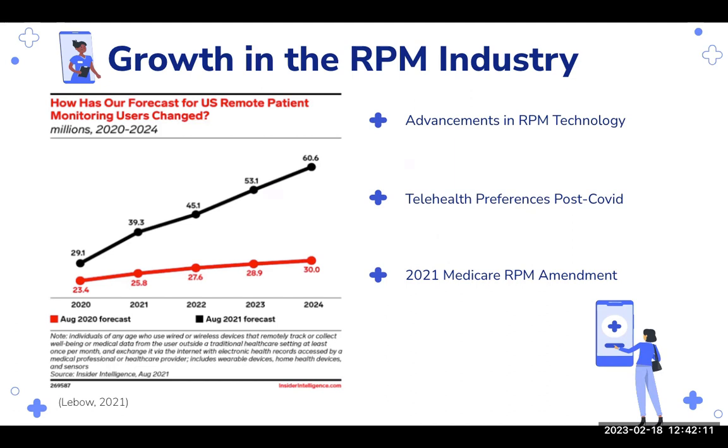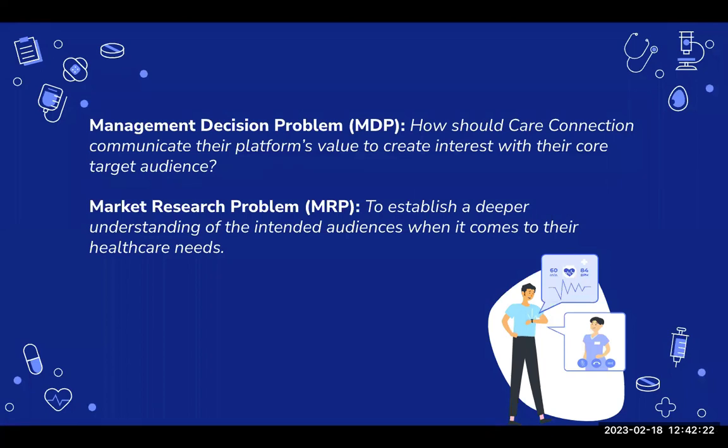In consideration of this challenge, the management decision problem facing Care Connection is the question of how they should communicate the value of their platform to create interest with their core target. Considering our client's goal of expanding into direct-to-consumer, the objective of this market research is to establish a deeper understanding of Care Connection's intended audiences when it comes to their healthcare needs. Specifically, the market research problem will inform our client's decisions by providing a more thorough understanding of their target's demographic characteristics and perceptions of RPM.